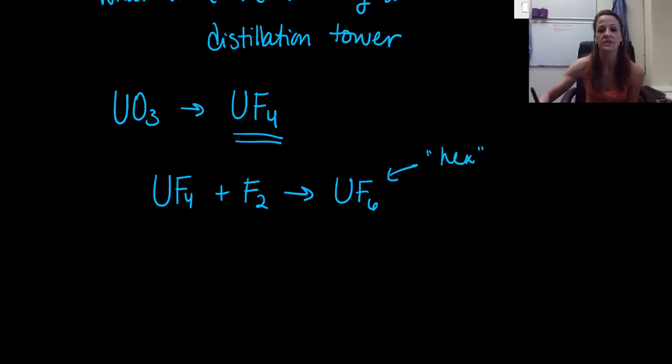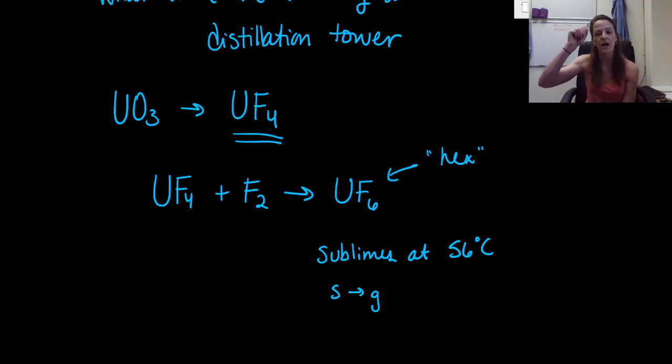Now UF6 has a really neat property, and that is that it sublimes at 56 degrees Celsius. And if you recall, sublimes is when you go from a solid to a gaseous state. Think about dry ice, that's always sublimation. So when it's going from that solid state to the gaseous state, it sublimes.